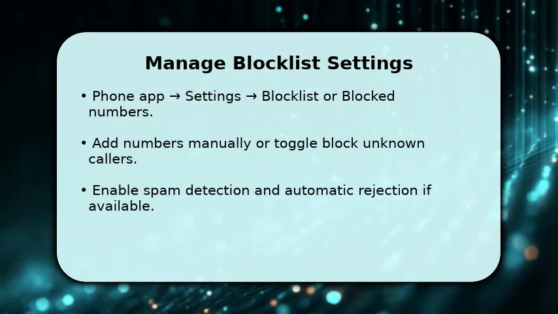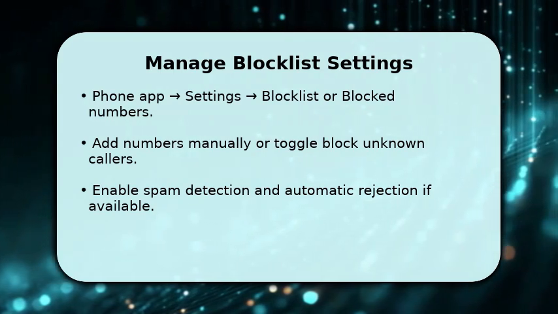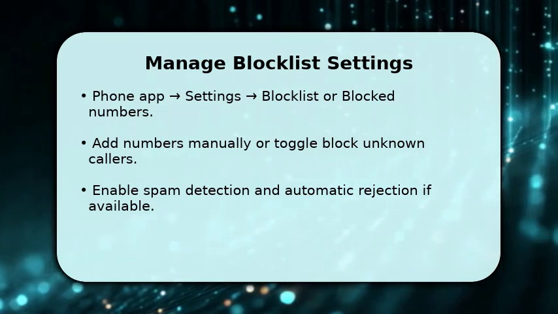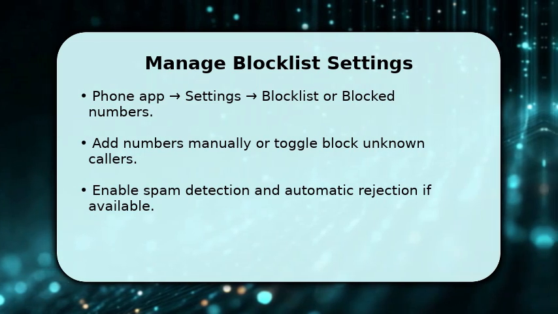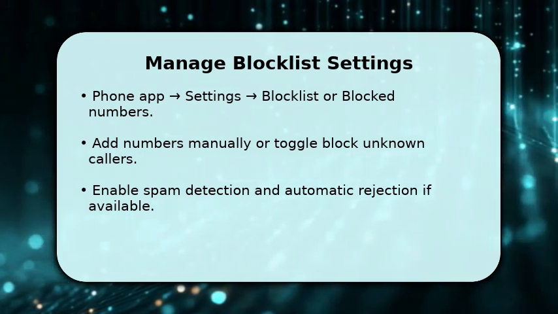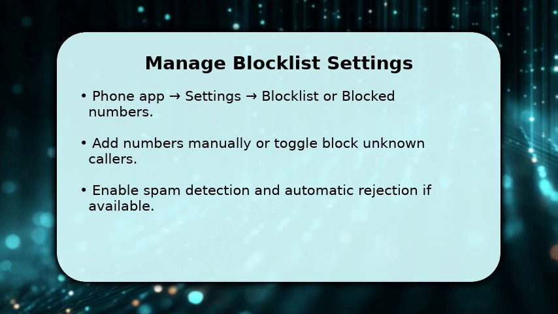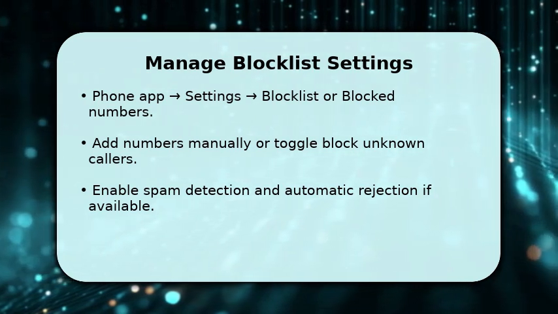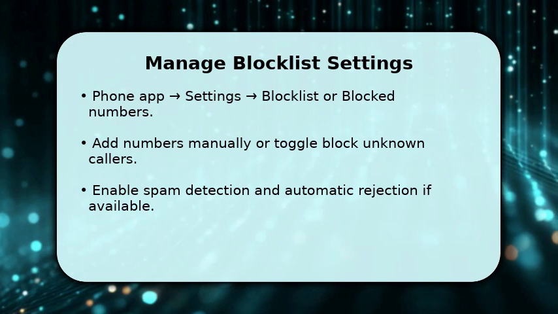Once the number is blocked, you should confirm and manage the block list through Phone, App Settings, Block List, or Block Numbers, because that's where MIUI stores rules. You can add numbers manually using Add or Plus, and toggle block unknown callers to reduce robocalls.